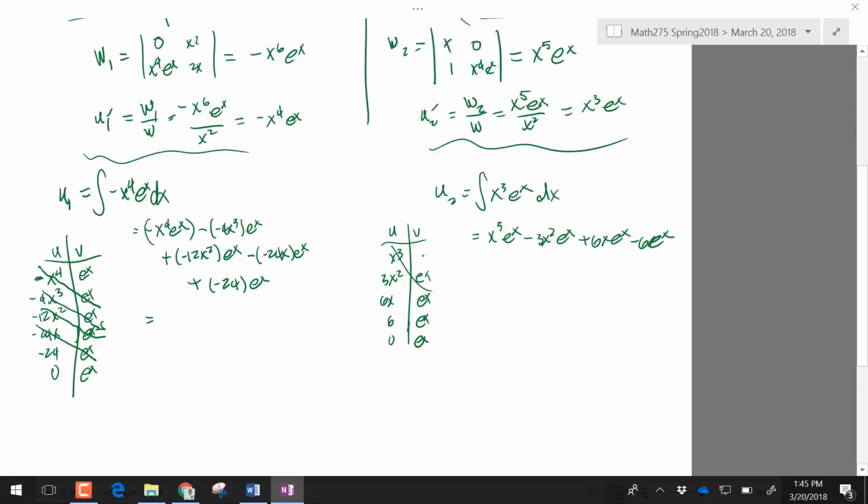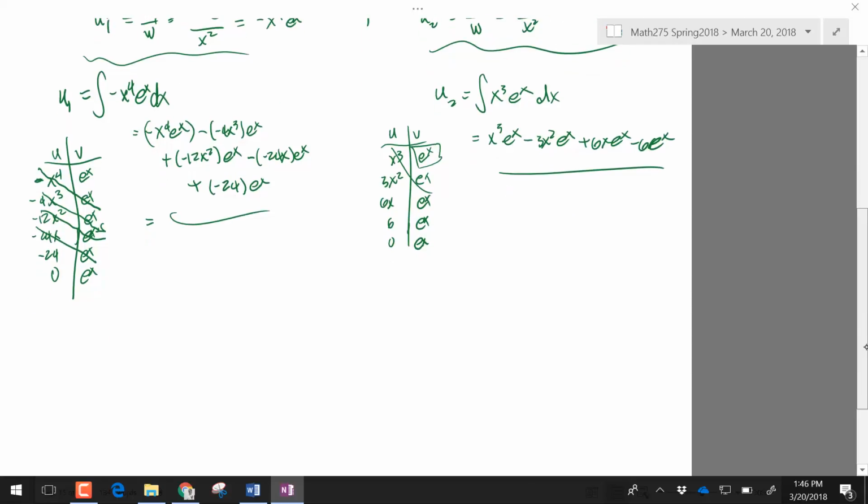Yeah, so this is technically our dv, e to the x right here. So it's uv minus v du, and then another uv minus v du. The order from the first column, and then one down in the second column. You're essentially doing integration by parts. So we've got our solutions, and we can just string them all together.